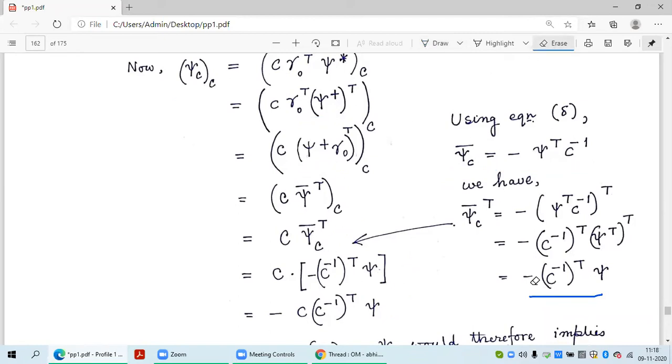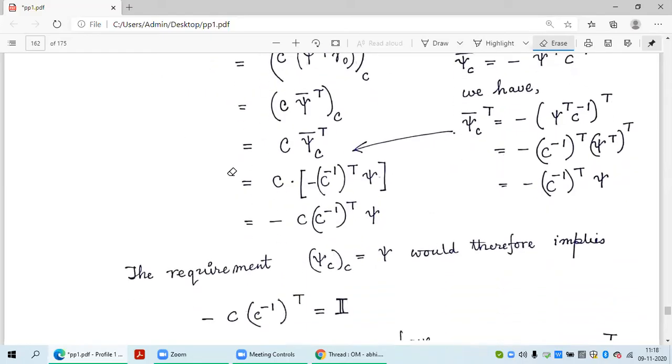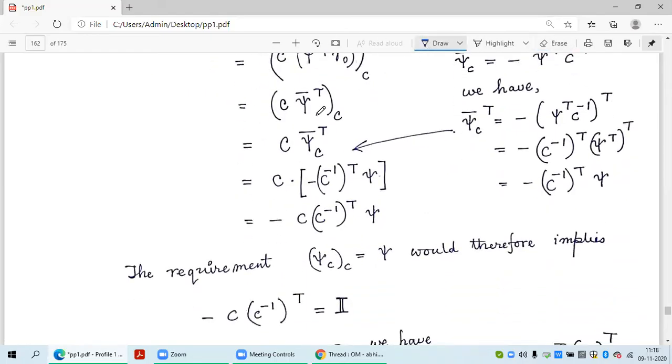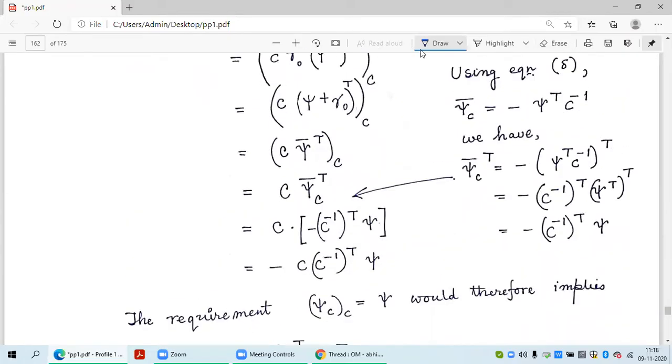Yes, sir. These are normal steps, but you have to do them yourself. Don't just look at the notes later. Just work it out by hand. Otherwise, you will not get confidence.